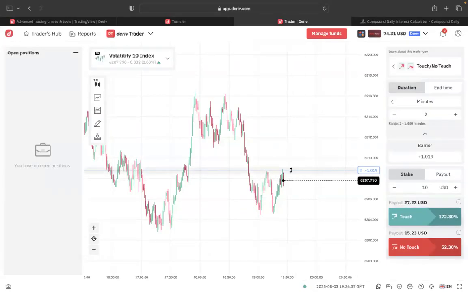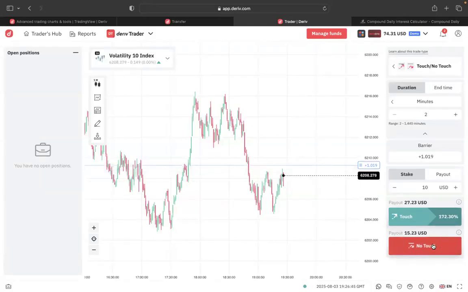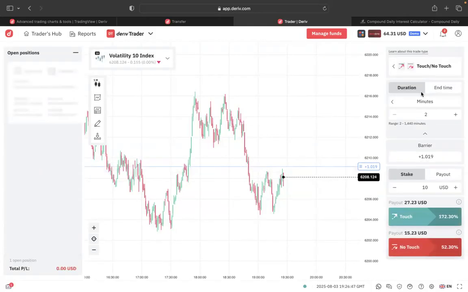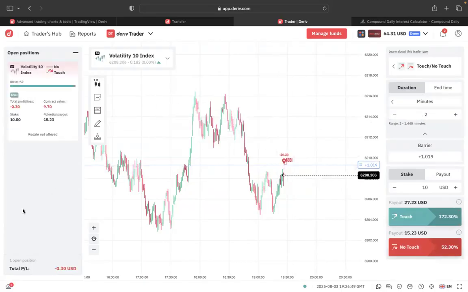This line here that is moving. If I say no touch, I'm saying the market should not go up and touch that line. It's as simple as that. So let's take an example. Let's go for no touch, for instance. Remember, my duration here is 2 minutes. Again, you can choose whatever duration you want. I'm choosing a 2-minute duration.